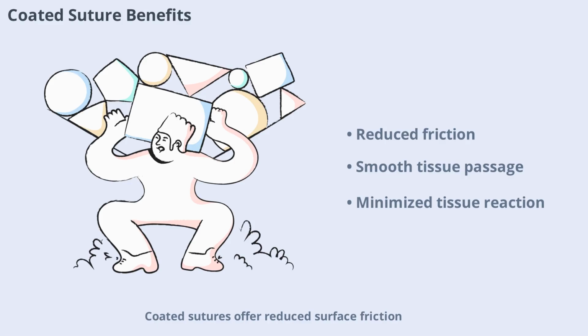Coated sutures offer reduced surface friction, allowing for smoother passage through tissues. The biologically inert coating minimizes tissue reaction and enhances patient comfort. These sutures are ideal for procedures where ease of passage and minimal trauma are important. However, knot security must be carefully managed to prevent untying.